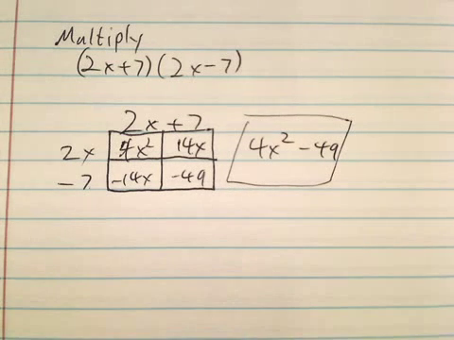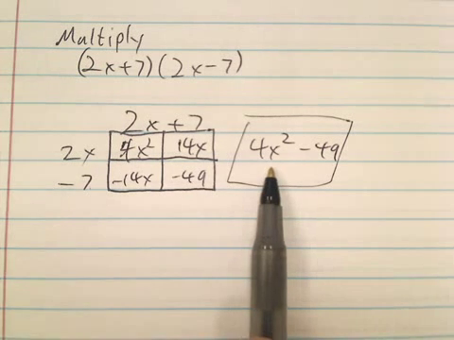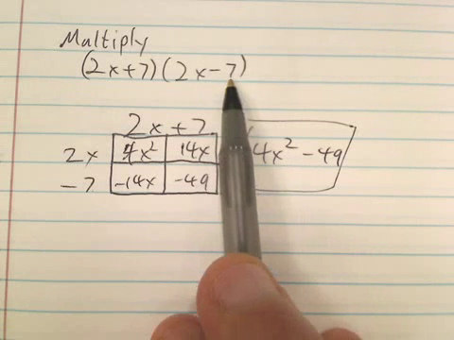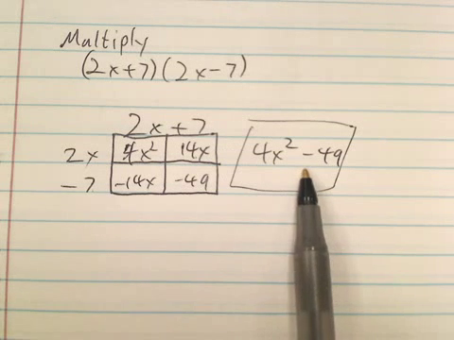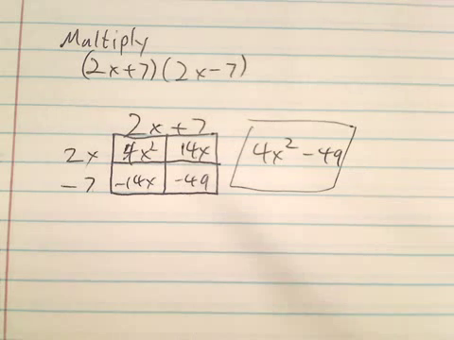Now this is why I call the pattern two squares, because these are both perfect squares. This is the 2x here. If you square that, you get that. And the 7, if you square that, you get that. And this always has to be a minus. This last term here at the bottom is always a negative 49 because it's positive and negative.